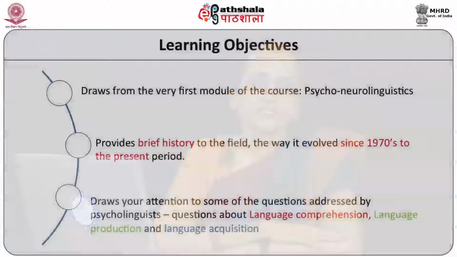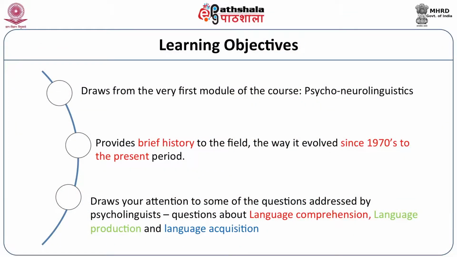I'll also draw your attention to some of the questions addressed by psycholinguistics in relation to language comprehension, language production and language acquisition. This lecture draws from the very first module, which gives a brief history of how psycholinguistics developed from mid-70s up till recently. So the history primarily pertains to these three major components of psycholinguistics.